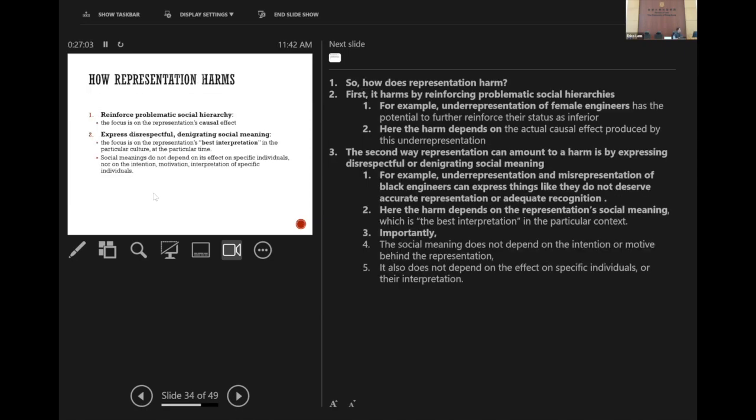So how does representational harm work? The first way it could harm is through reinforcing problematic social hierarchy. For example, the underrepresentation of female engineers has the potential to further reinforce their inferior status compared to male engineers. We should note that the harm here depends on the actual causal effects produced by this underrepresentation.